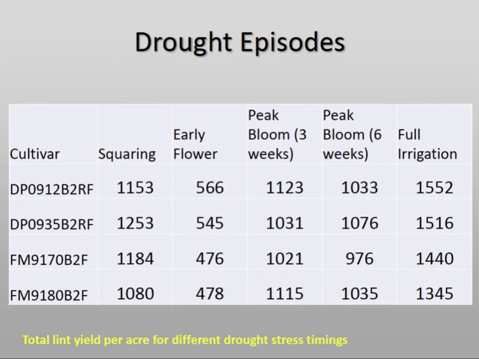So here's what we found out. Here's our full irrigation over here. This is 2011. And you'll see that our yields range from about 1,300 to 1,500 pounds for our fully irrigated varieties here. If you cut off the water at squaring, you did see about a 25 to 30% yield drop. If you cut it off late, you saw about a 25 to 30% yield drop. If you cut it off at early flower, you could really do some damage to it.